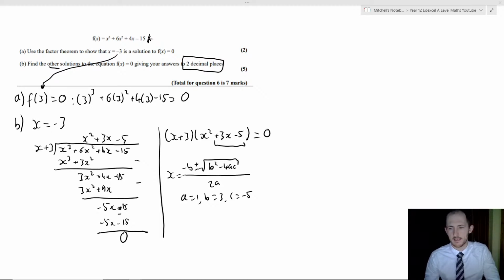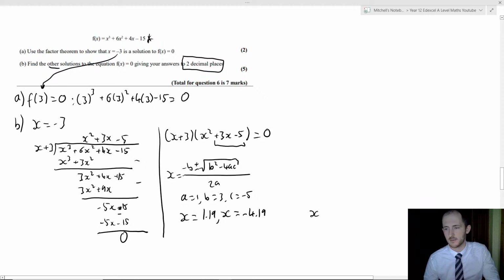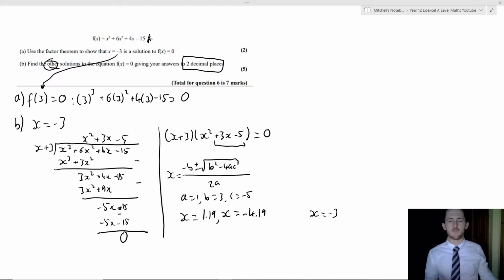You should get x equals 1.19. Again, it says to 2 decimal places. Minus 4.19. And we don't actually have to include the x equals minus 3 because the wording of the question says other solutions. Okay? So again, read the question carefully, but again, they're just asking you to do the same thing over and over and over again.